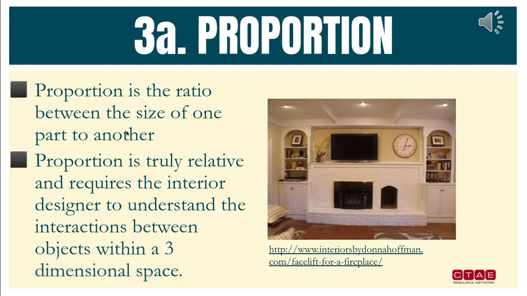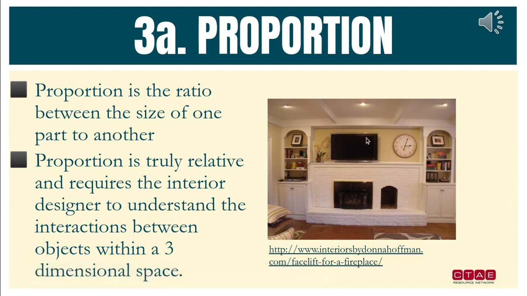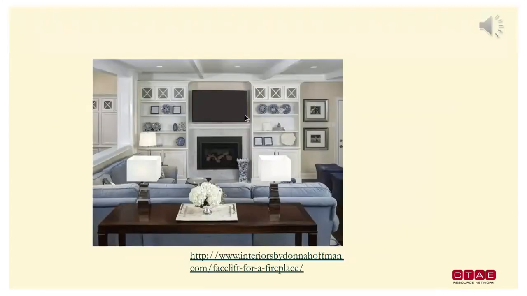Proportion is the ratio between the size of one part to another. Proportion is truly relative and requires the interior designer to understand the interactions between the objects within a 3D scene. So here you see a TV and a clock, and you have the shelves out here and a fireplace down here. So everything in here should balance out where it doesn't look too weird, and have one thing way bigger than it should be compared to everything else, or one thing way smaller than it should be compared to everything else. Here's another example.